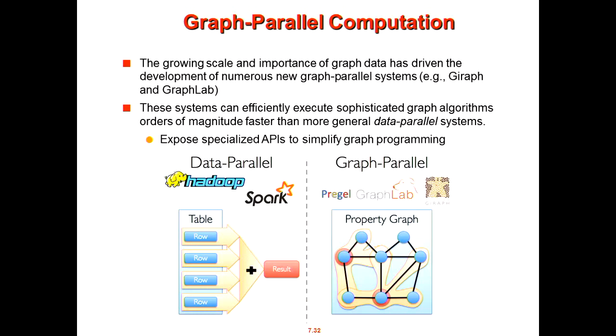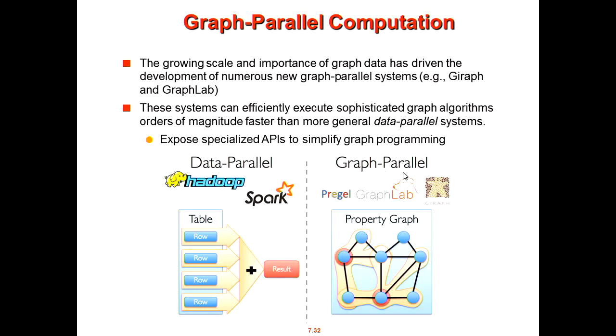So a list of a pair of nodes can also be used to represent a graph. As a result, you can use Spark or MapReduce to do the analytics. But it's kind of a table view, right? So there are rows, and then you generate the results based on the rows.